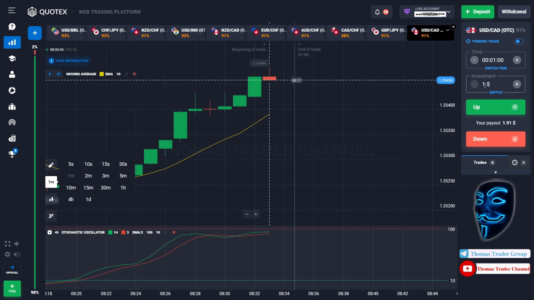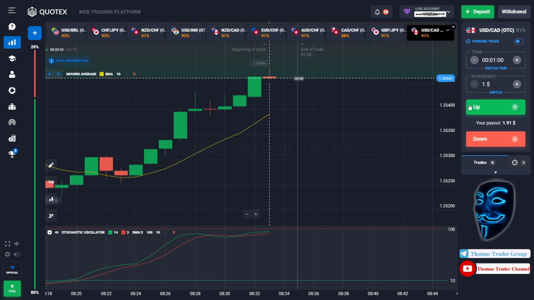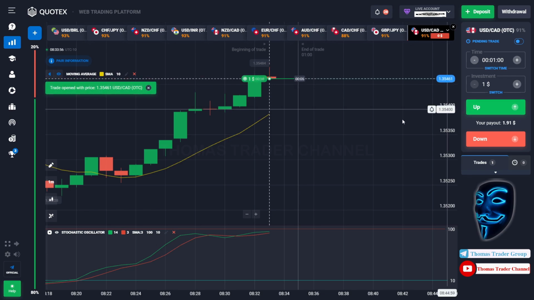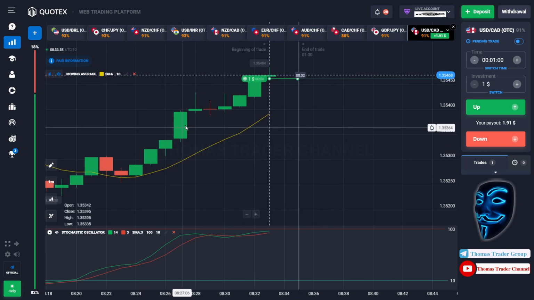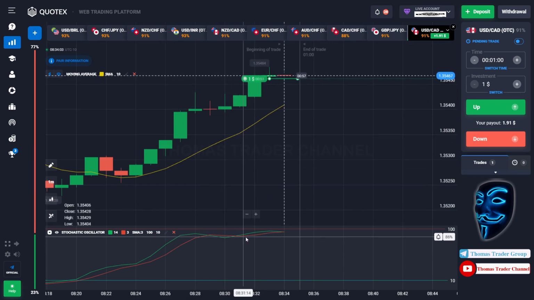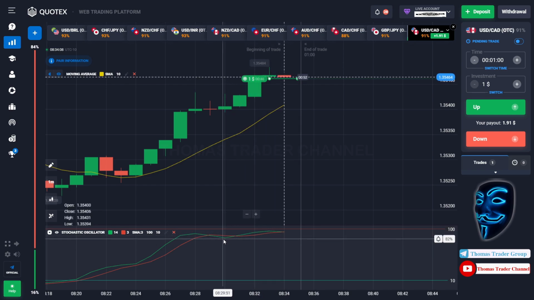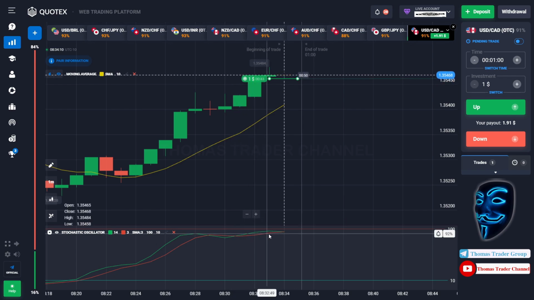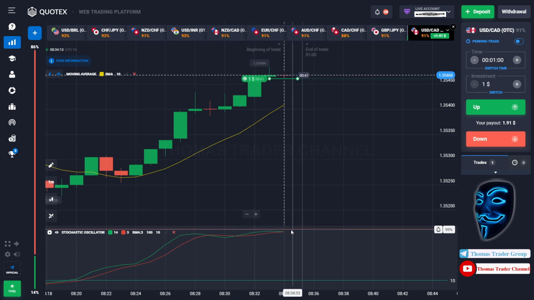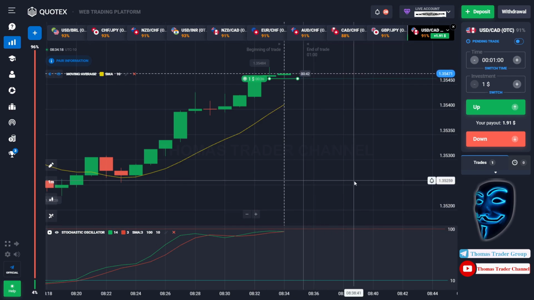We are going to open the position in 1 minute time frame. Let's find the market. Over here we can open buy for 1 minute. As you can see, the market is going bullish and the stochastic oscillator is also facing bullish trend. I'm sure that the market will still continue the bullish trend and it will find the overbought area over here. Let's prove it and let's wait till the end of our trade.